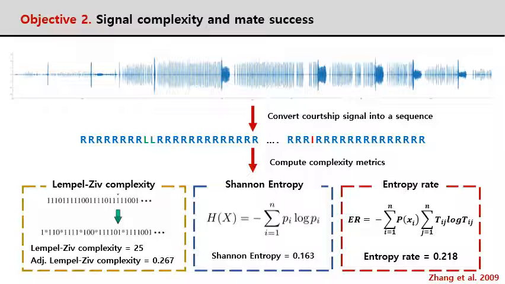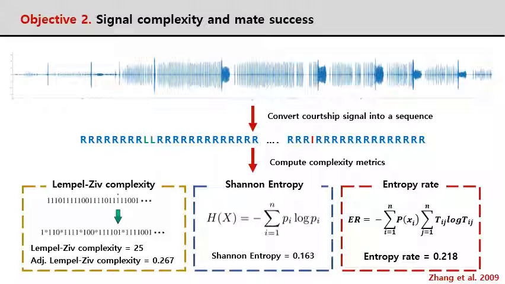For the second objective, we converted courtship signals of individual males into a sequence of the labels of the 3 different signal components. For accuracy, we used the manual classification results at this step. Using the converted sequence, we calculated 3 different metrics: Lempel-Ziv complexity, which is the number of distinct patterns that exist in the sequence, and Shannon entropy and entropy rate based on the first-order Markovian process. Due to the effects of the signal length on the Lempel-Ziv complexity, we normalized it using the formula from Zhang et al. 2009.